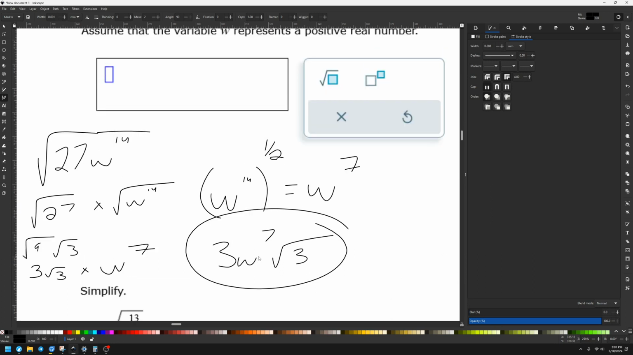And really, this is just a rearrangement of what we wrote here. These two are actually just equivalent. But usually by convention, we leave the square root at the end.